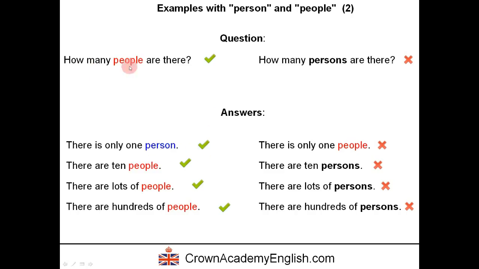And this is the question form. How many people? We could also say how many people were there for the past, or how many people are at the concert, how many people are in the office, how many people went to the party. Okay, it's always people because we're referring to the plural.